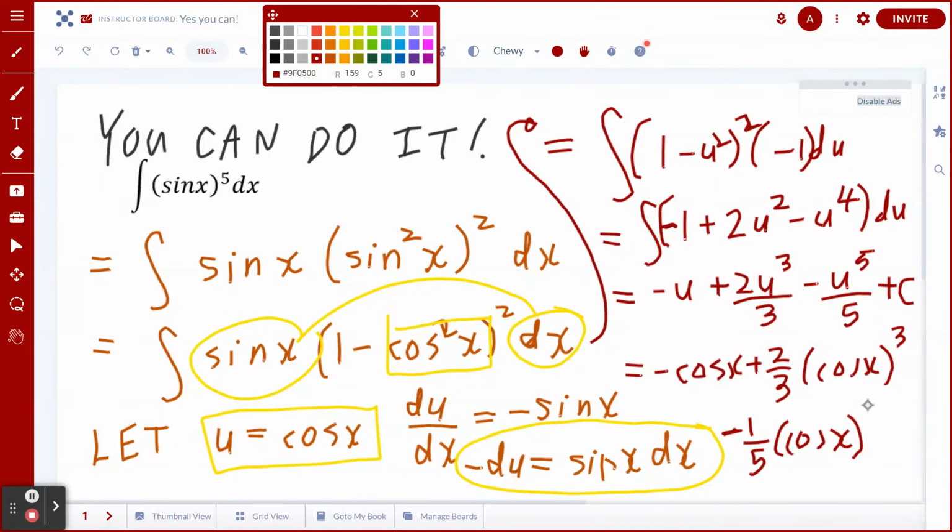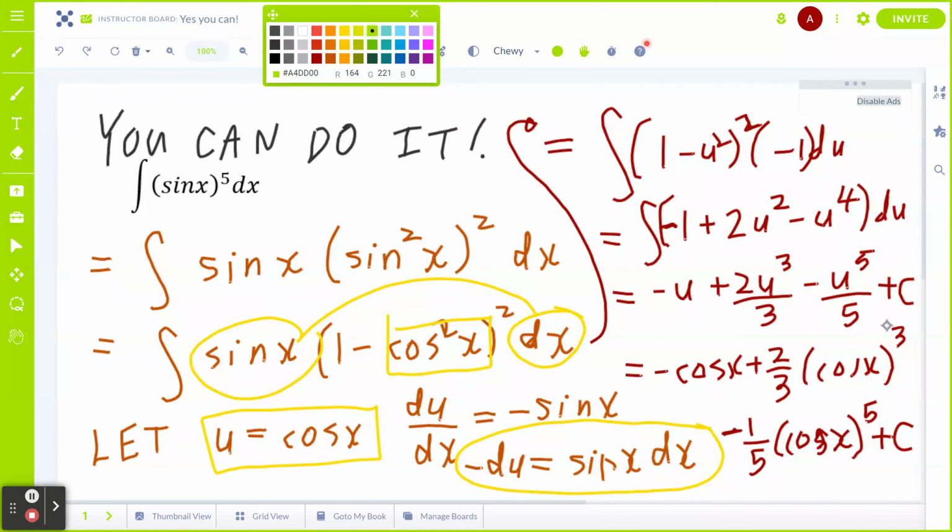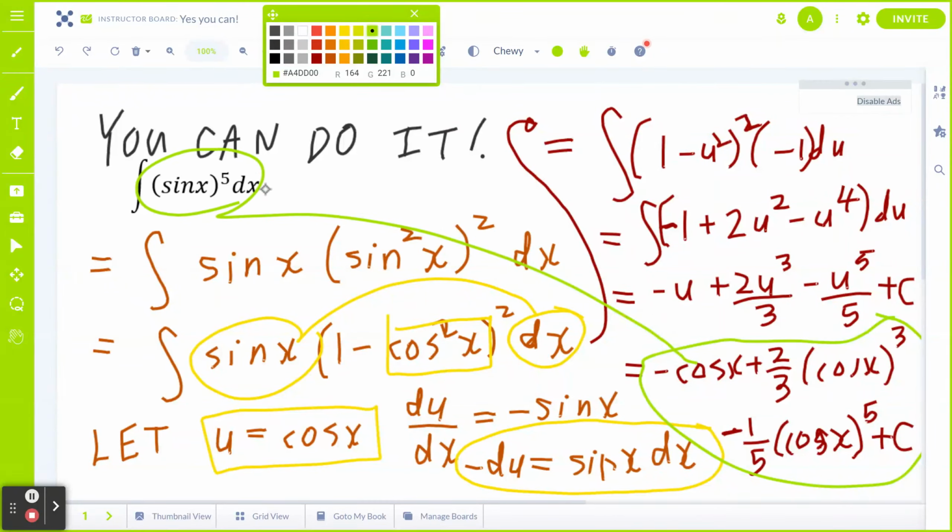Now, if you want to double check, all you have to do is spend 1 extra minute. Find the derivative of the answer, and you will get exactly the question back. I hope this makes sense.